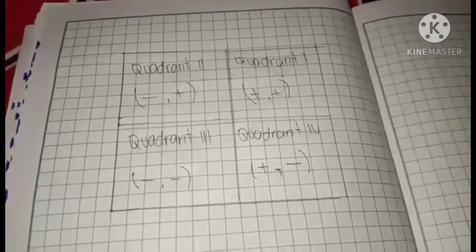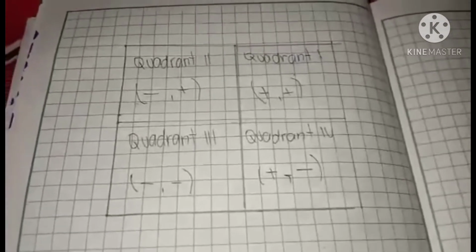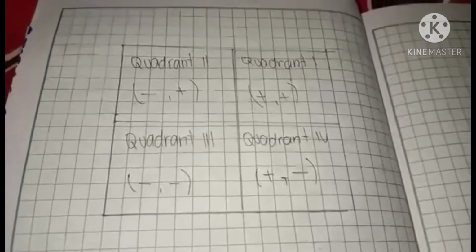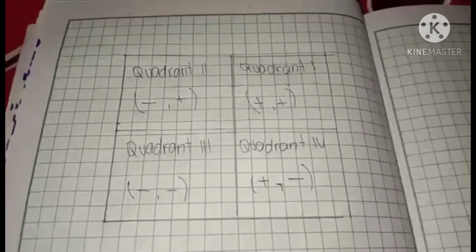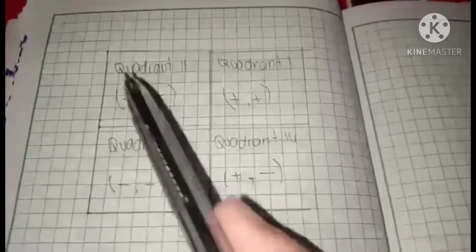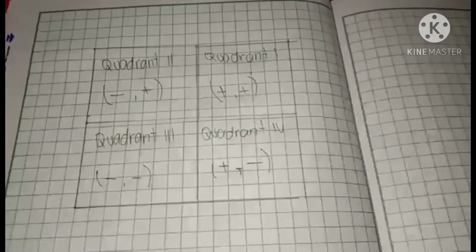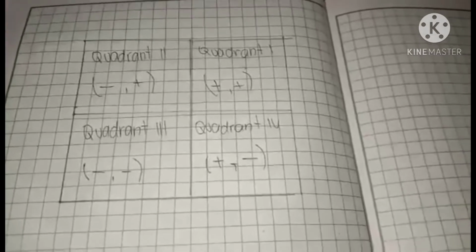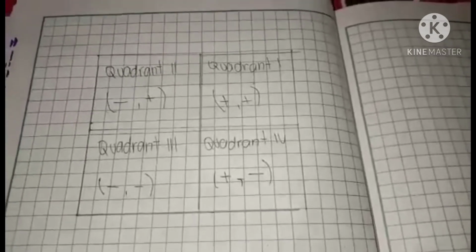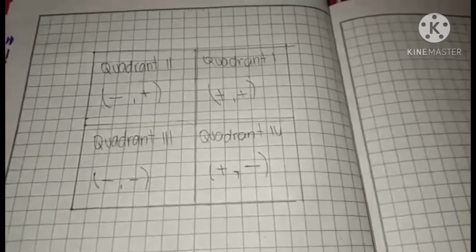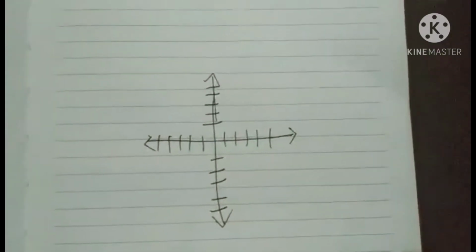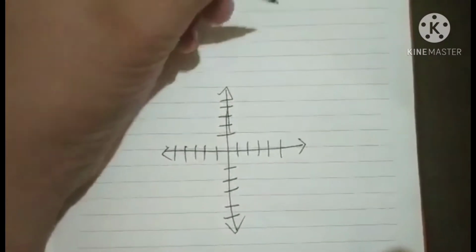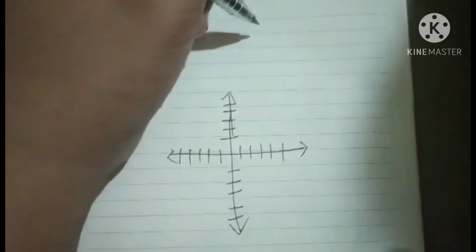How to identify the quadrant. If both x and y are positive, then the point lies in the first quadrant. If x is negative and y is positive, then the point lies in the second quadrant. If both x and y are negative, the point lies in the third quadrant. If x is positive and y is negative, then the point lies in the fourth quadrant. This is how to identify which quadrant a point is in for a given ordered pair.